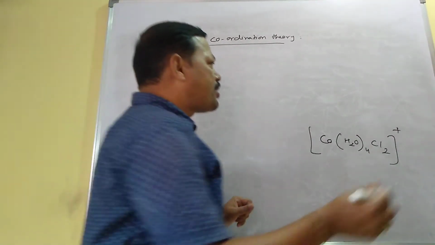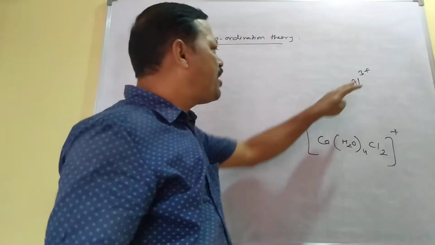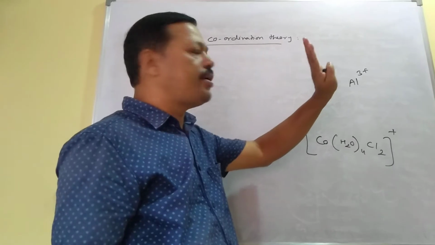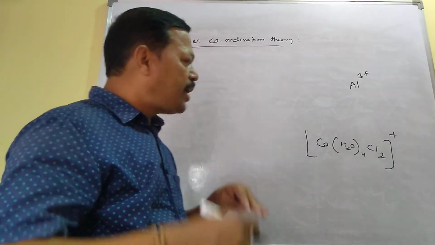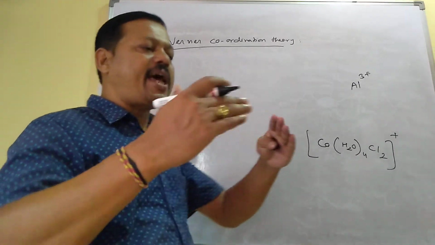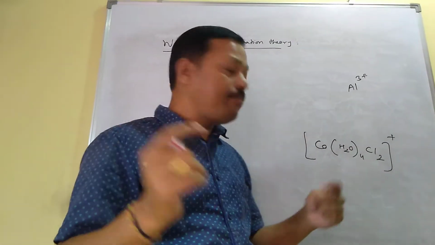Valency means, suppose a metal aluminium contains 3+ charge, I mean the valency of aluminium will be 3. So the charge contained by the element is called valency. Another concept of valency: how many bonds an atom contains inside it is also called valency.